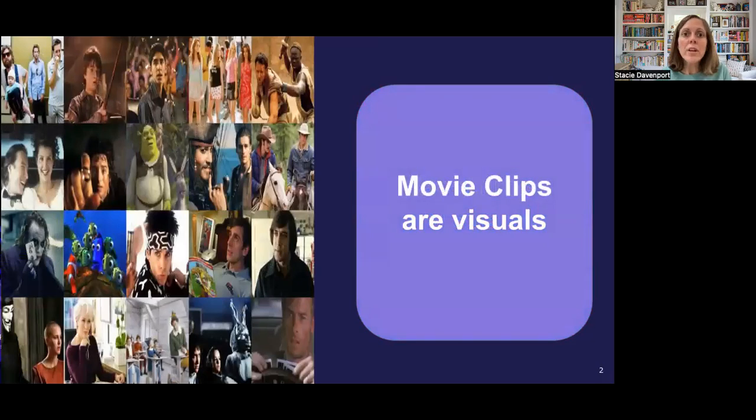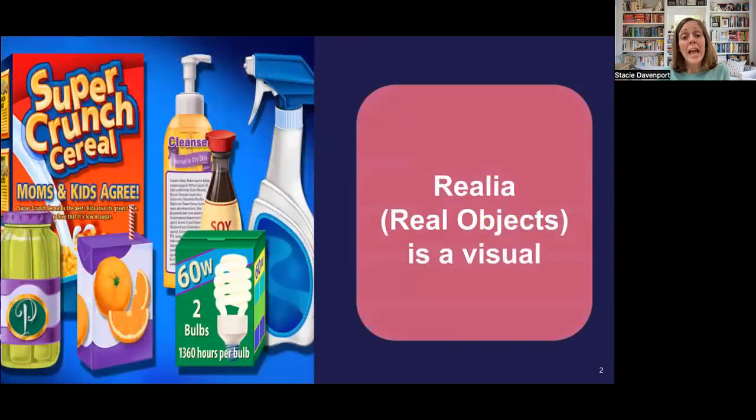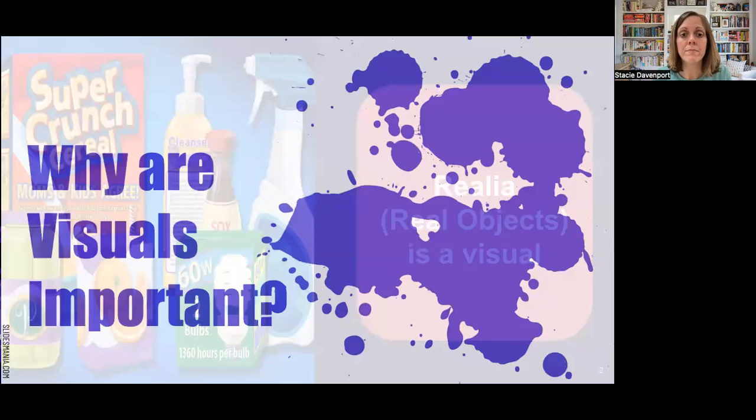Visuals could be movie clips that you show, just a clip. I wouldn't say the whole movie is a visual, but there is a visual message in a movie. Okay. You have realia, that is real objects. I use a lot of realia in my classroom, and I will hold something up. So if I say, take your pen, then my students know what I'm talking about because I used realia, a real object, to show them what I meant.